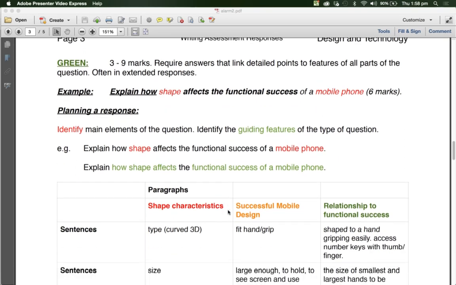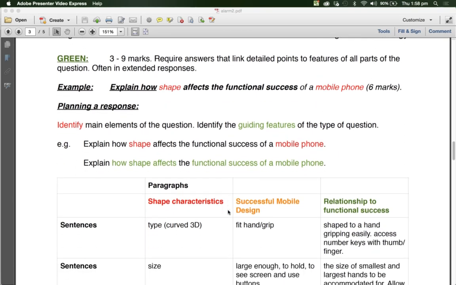We'll get up to the green. They require answers that link detailed points to features of all parts of the question. So explain how shape affects the functional success of a mobile phone. So you can see I've highlighted the main points. We're talking about shape, we're talking about mobile phones, that relationship between those 2 things.